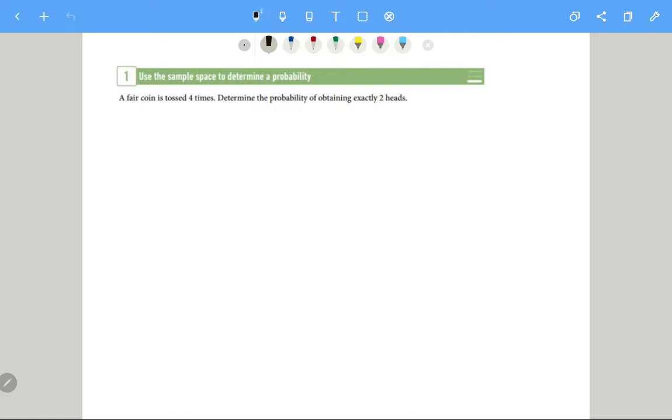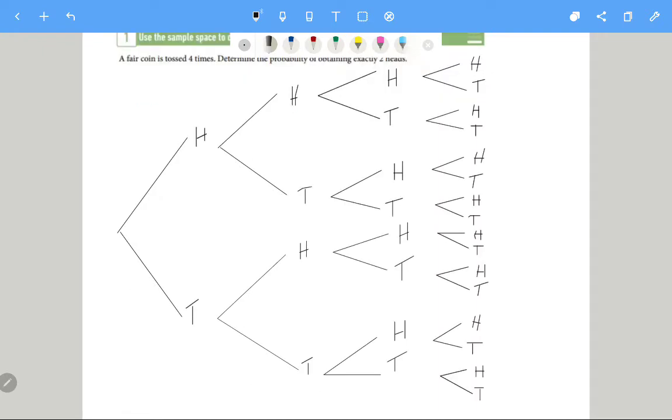Alrighty, now there's a few ways we could go about tackling this problem. I think a very simple way is to do a quick tree diagram. In the first round, we've got 2 options, either heads or tails. And then on the second coin toss, we could either get heads or tails. And similarly going throughout. And this is going to continue for 2 more flips.